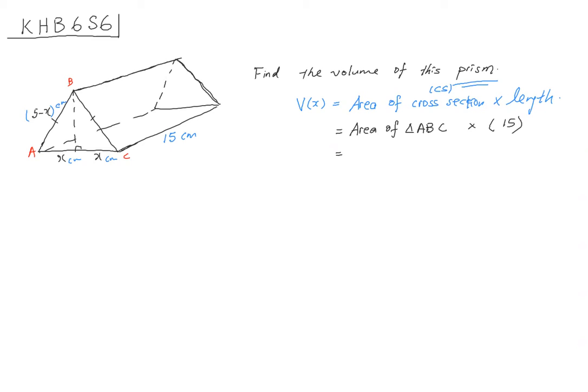Do you know? So you can write at the side or you can write below there. How to get the area of a triangle? So we will write down area of triangle ABC. Okay, usually we use the formula half base times height. Correct?